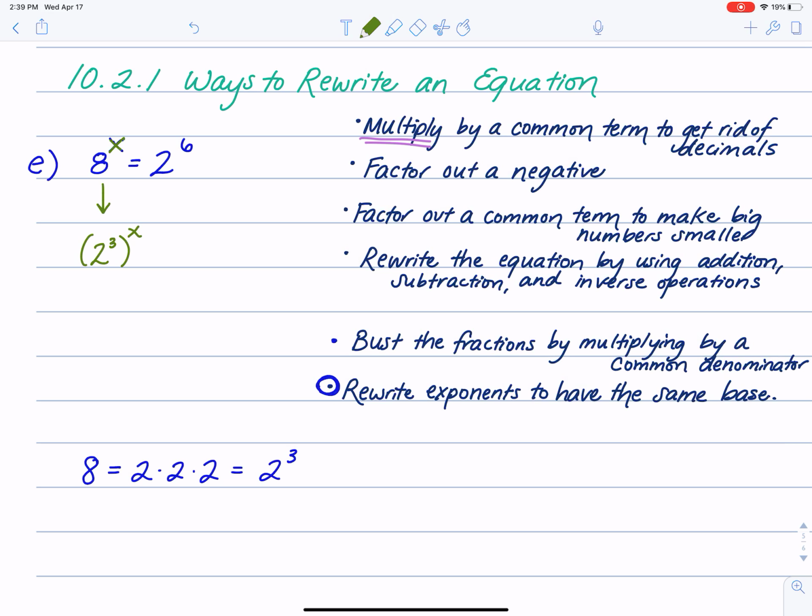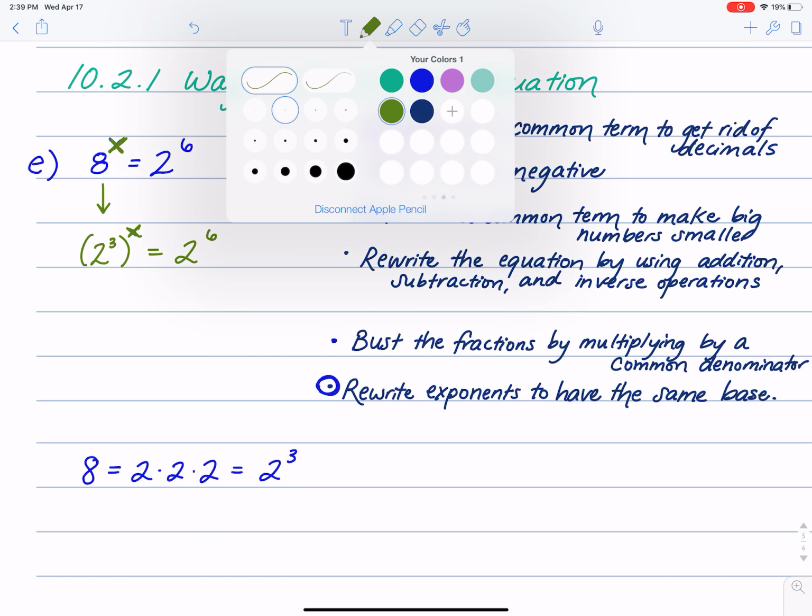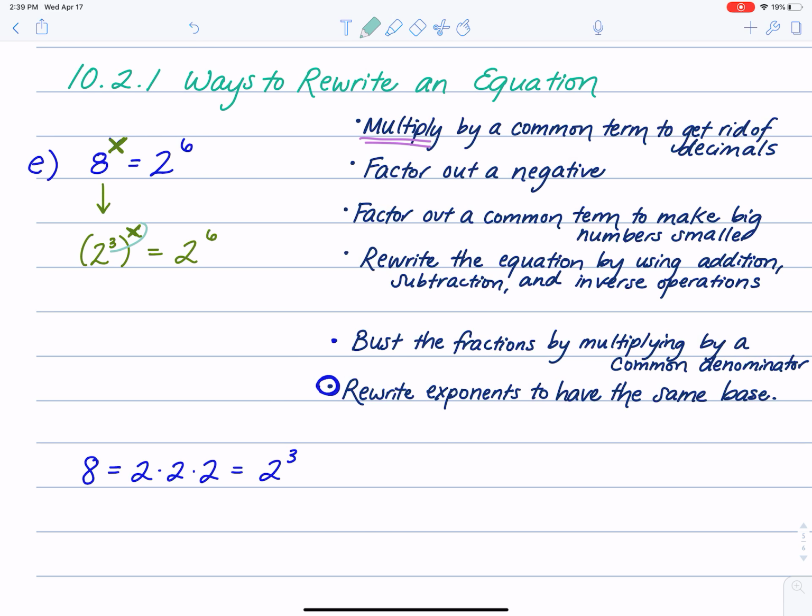So the x power was already there, so it actually stays there as a power. And the 8 turns into 2 to the 3rd because 8 is 2 to the 3rd. Now the right side of this equation, 2 to the 6th, stays just like it is, 2 to the 6th. Then we look at this and we're like, okay, I know that power to a power means multiply. So this now turns into 2 to the 3x power equal to 2 to the 6th power. Again, this guy's just moving straight on down.